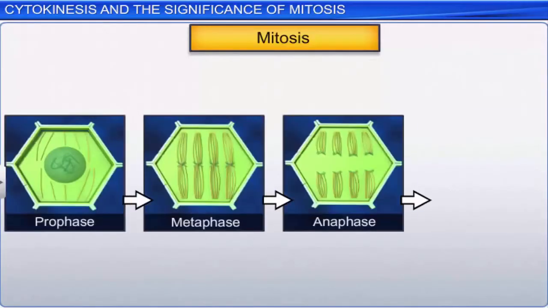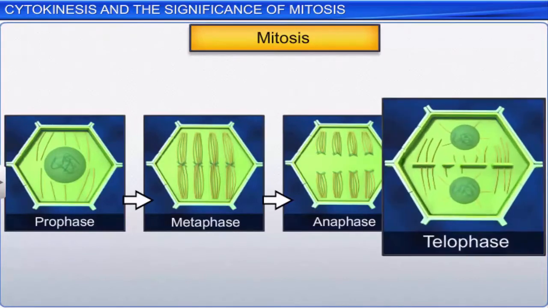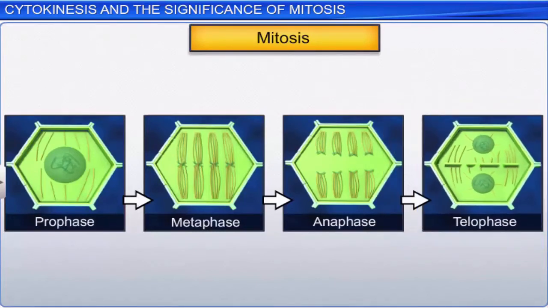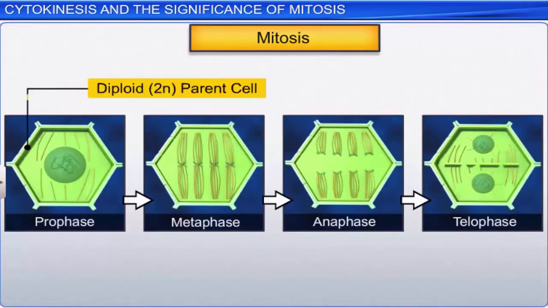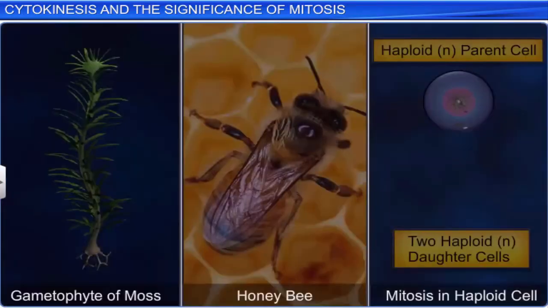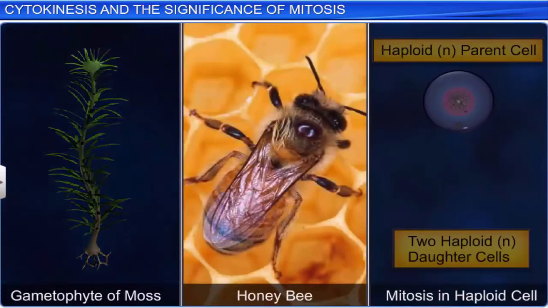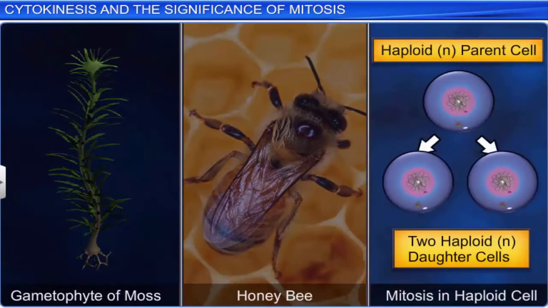Mitosis is one of the most important cellular processes. It is also called equational division, as the daughter cells inherit the same diploid number of chromosomes as in the mother cell. It is generally seen in diploid cells. However, in certain lower plants like bryophytes and social insects like honeybees, mitosis occurs in haploid cells.